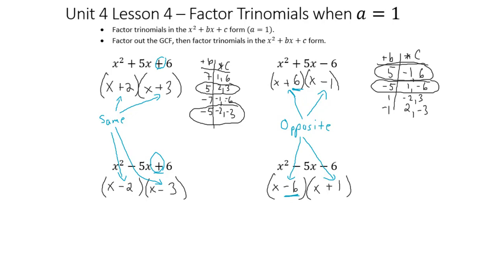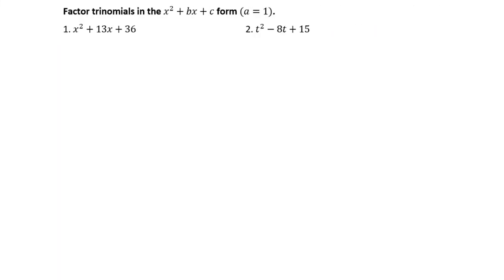Let's go ahead and start working on some examples. In this one, the only way to get x squared is x and x. How do we get a 36? What are two numbers that multiply to give you 36 and add to give you 13?